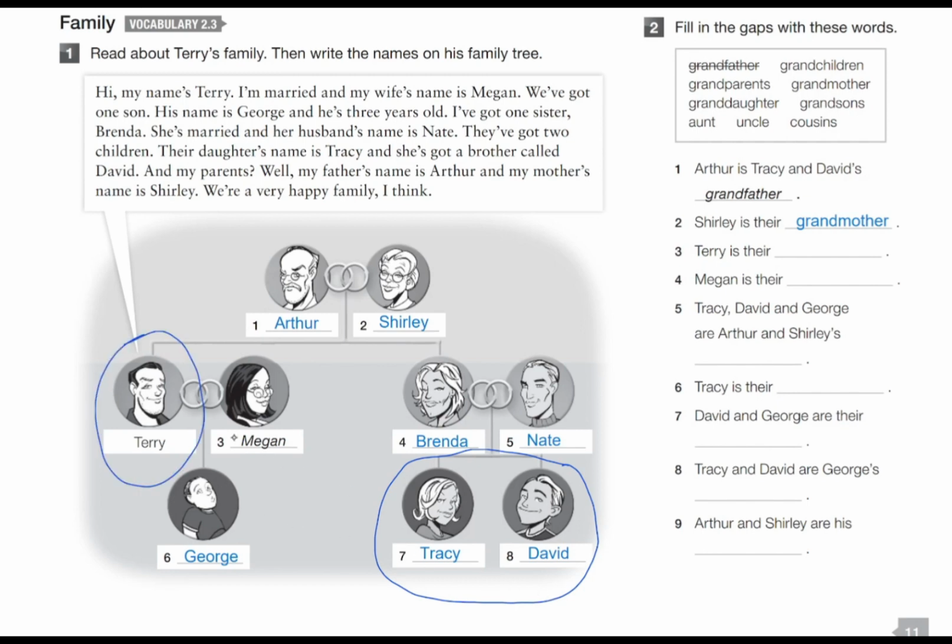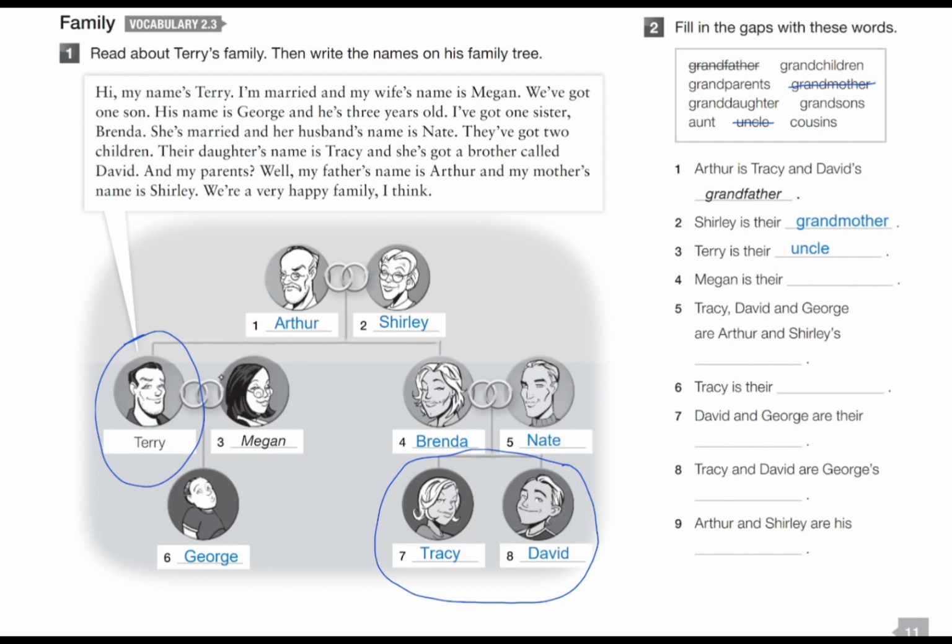So the relationship is going to be uncle. Terry is going to be uncle for them. Tracy is niece. David is nephew for Terry. And Terry is uncle for them. Right? So Terry is their uncle. Okay, we're going to write uncle. So as you can see, uncle is gone. So we can just cross it. And grandmother is gone. Great.